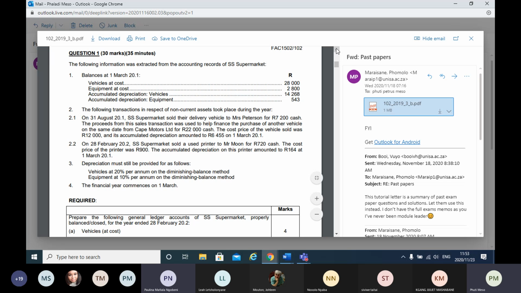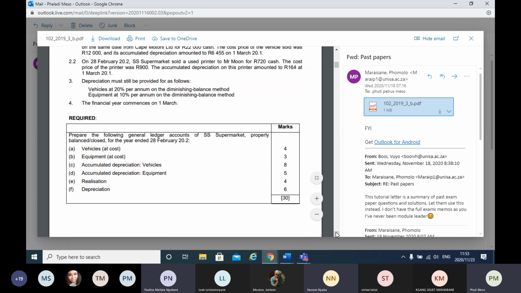Let's look at the required part. A, it's vehicle at cost, meaning that because one of the vehicles has been sold here, we need to adjust it. That's why they want you to do the vehicle at cost. We need to adjust it and see how much will be the opening balance for the 1st of March 2002, going forward into the next financial period. Let's do the depreciation calculations. I hope everybody has a pen and a free page there.